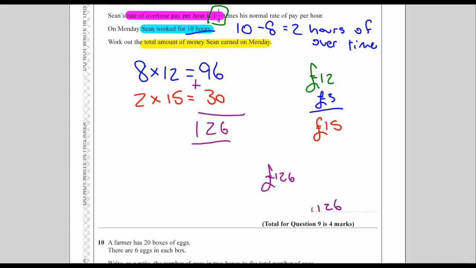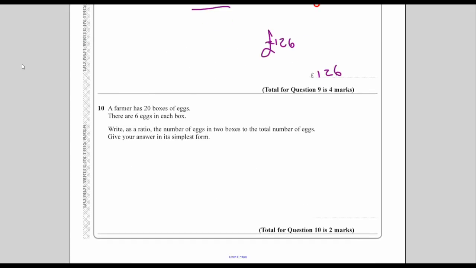Question 10. A farmer has 20 boxes of eggs. There are 6 eggs in each box. Write as a ratio the number of eggs in 2 boxes to the total number of eggs. Give your answer in its simplest form. Okay, let's give it a go. 20 boxes of eggs. 6 eggs in each box.